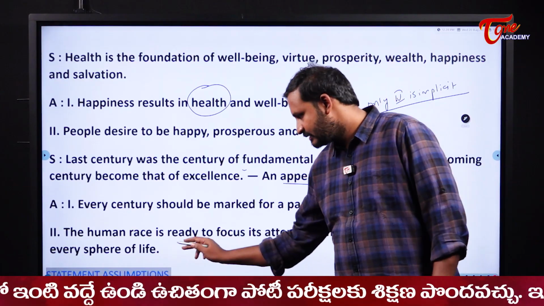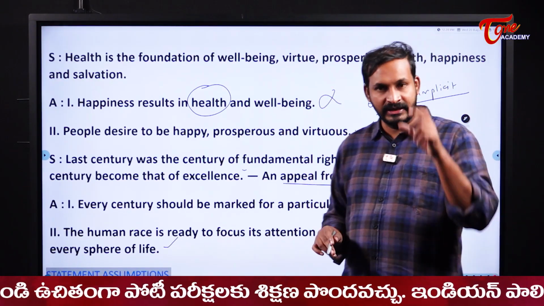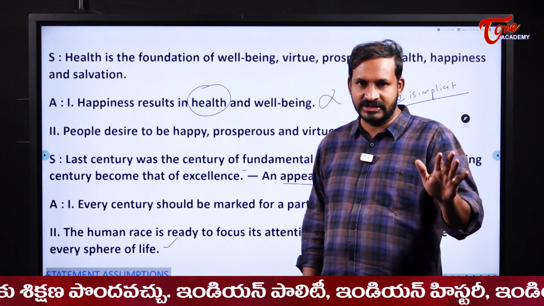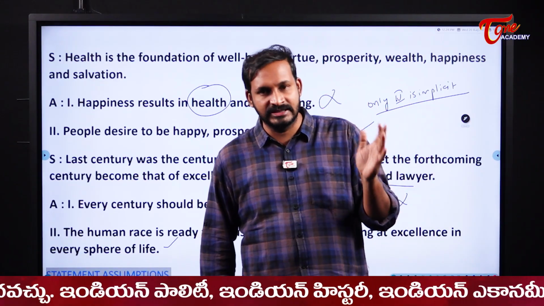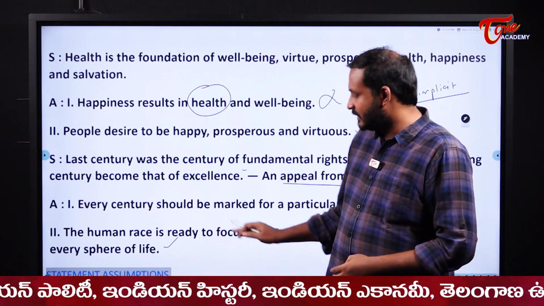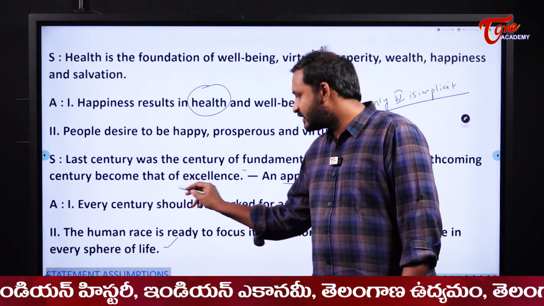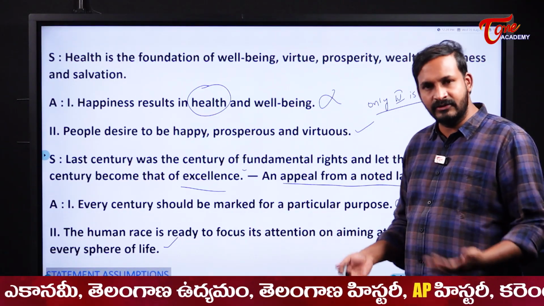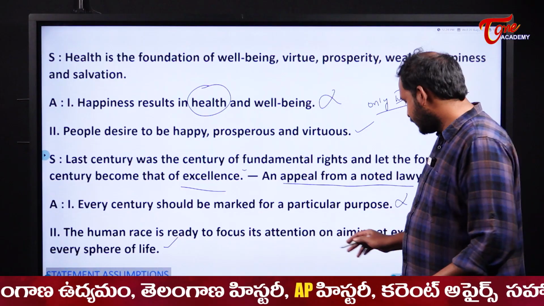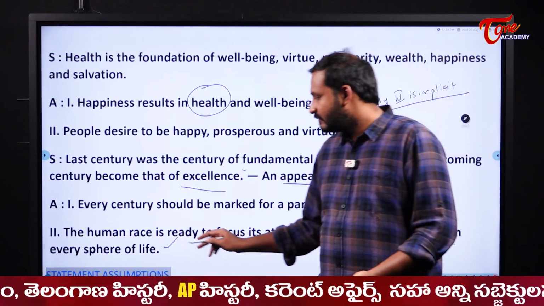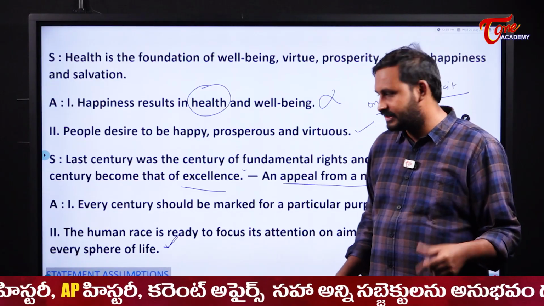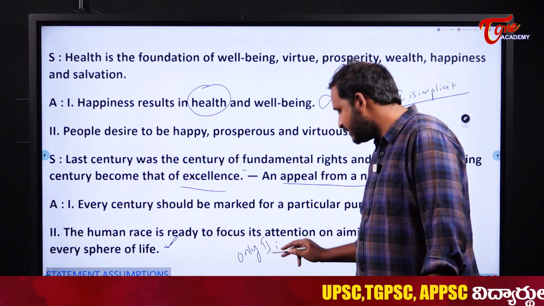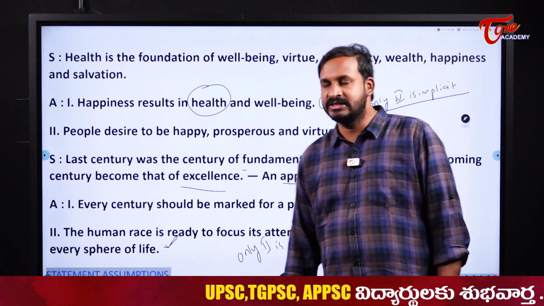Human race is ready to focus its attention on aiming at excellence in every sphere of life. Yes. See students, already I told you why in the beginning we have written some words, statements, right? Adjective. Whenever there is an adjective attached to anything, yes, we will consider that adjective is following. Same here. So what they are telling is the next century should be of excellence. That is the reason, yes, people are ready to do it. Okay, aiming at excellence, that is the reason we will consider this as implicit. So here for me only the second is implicit.